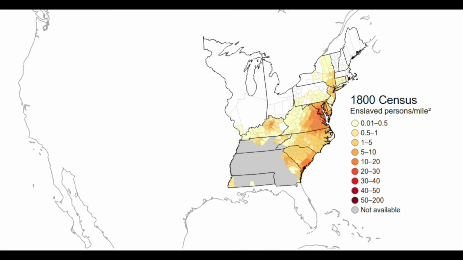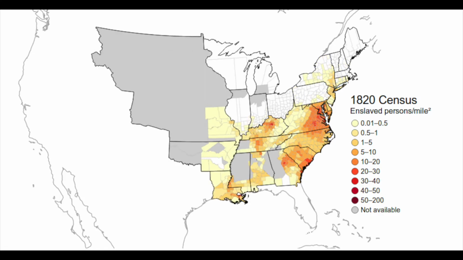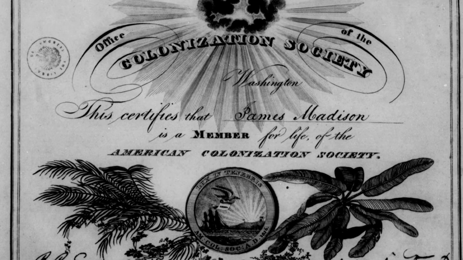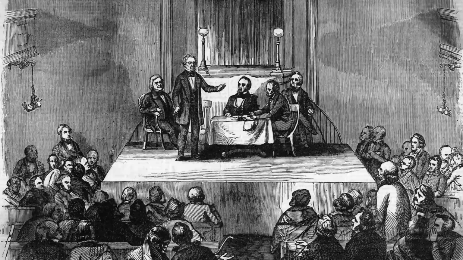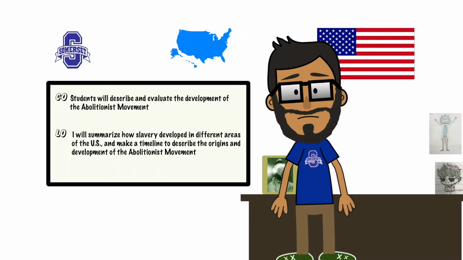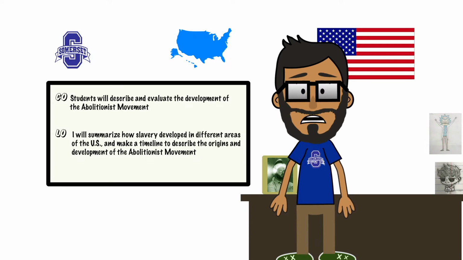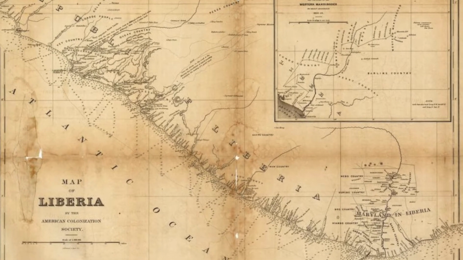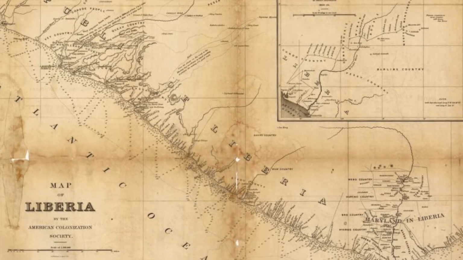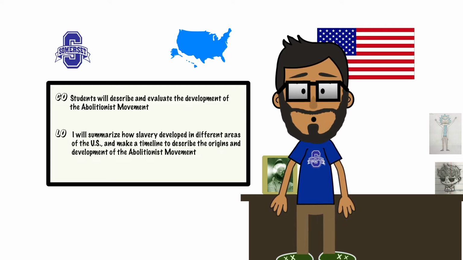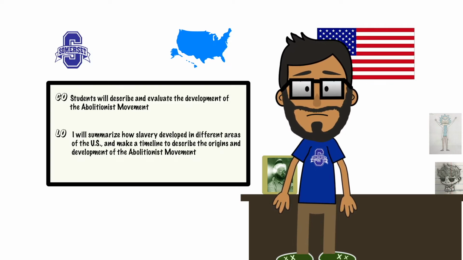As slavery began to expand, so did its opposition. One of the first examples of opposition to slavery is the American Colonization Society, which was created in 1817. They did not believe freed slaves could be integrated into American society. Instead, they set up a colony on the coast of Africa in 1822. Some people saw sending freed slaves back to Africa as necessary due to racial intolerance.